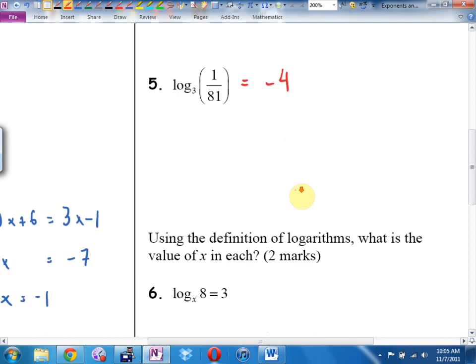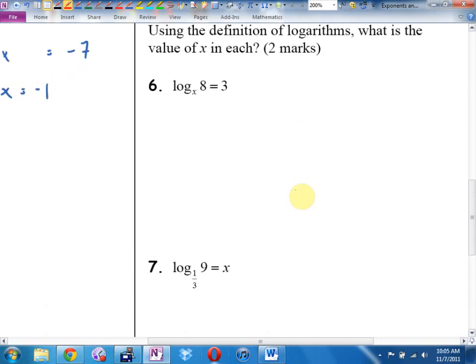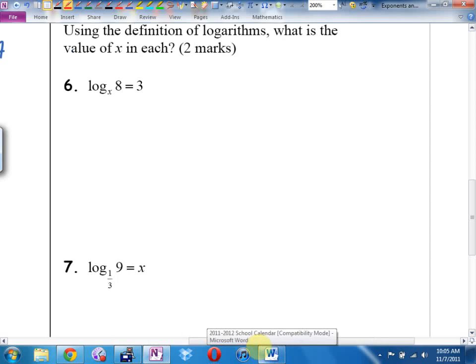Number 6, it says, using the definition of logarithms, what's the value of x in each? Where is the x sitting in number 6? Oh, you know what I'm going to do here? If I know one, I know both. I'm going to recognize that if they tell me a log, I know the exponent. If they tell me an exponent, I know the log. I'm going to write this as what to the power of what equals what? X cubed equals 8. What number cubed equals 8?